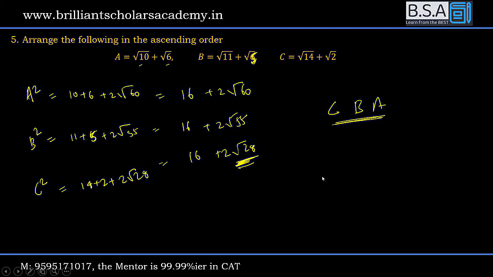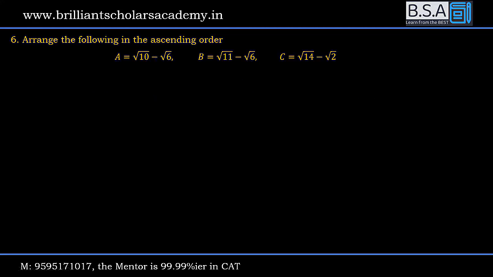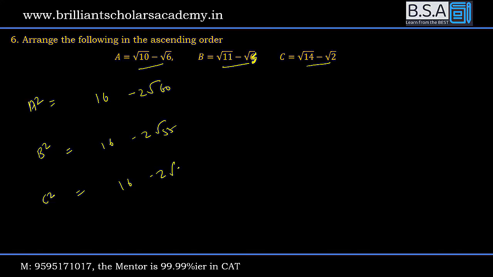Elementary stuff. Again, this is 5. So same thing you're learning again and again. You perform a square of ABC. You will have addition of these two as 16, addition of these two as 16, addition of these two as 16. But in the negative, it becomes 2 root 60, 2 root 55, 2 root 28.